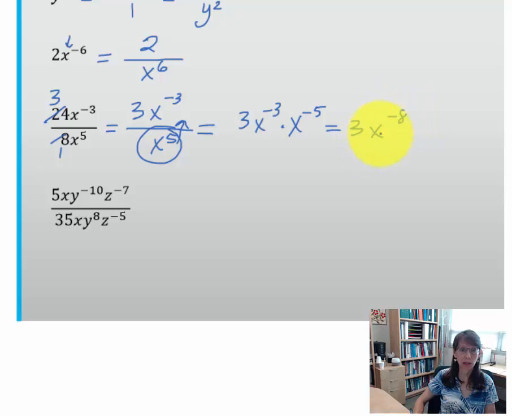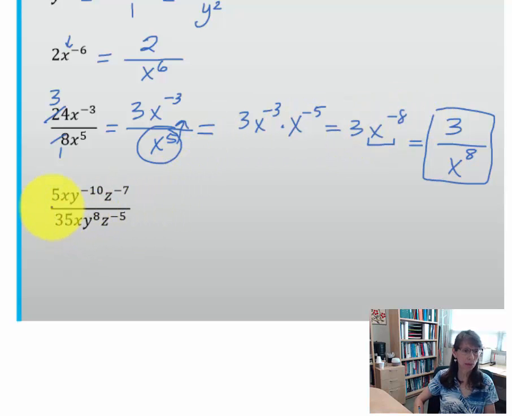That is not finished because I have a base raised to a negative exponent. So just the base of x now will need to shift to the denominator. 3 is not raised to a negative power, so it remains in the numerator. Only the base of x will shift across the division bar, and now it's raised to a positive 8. So there's my final answer.